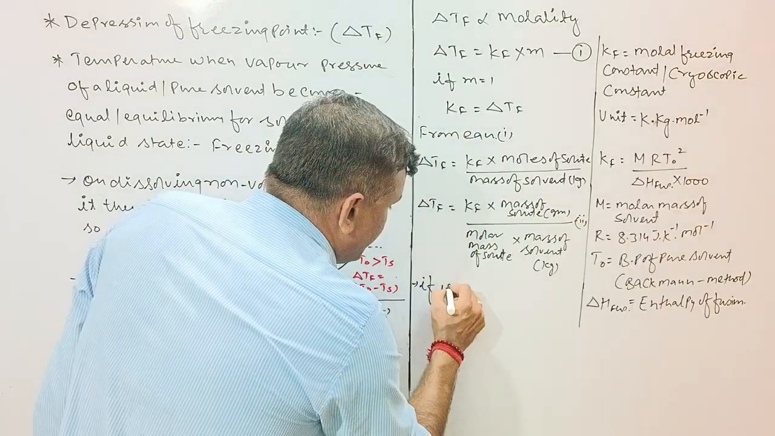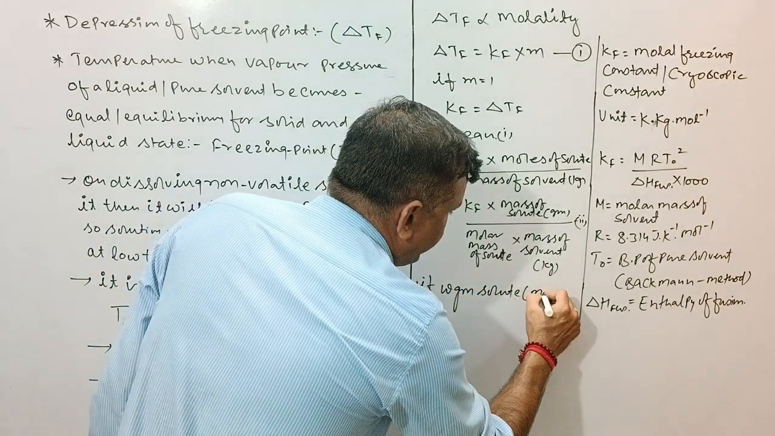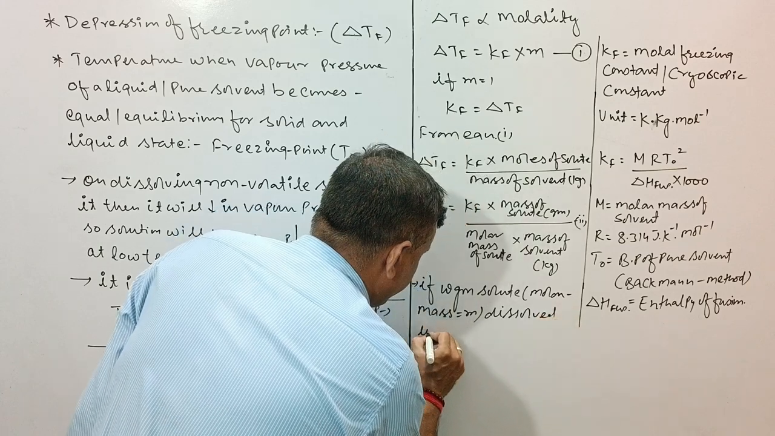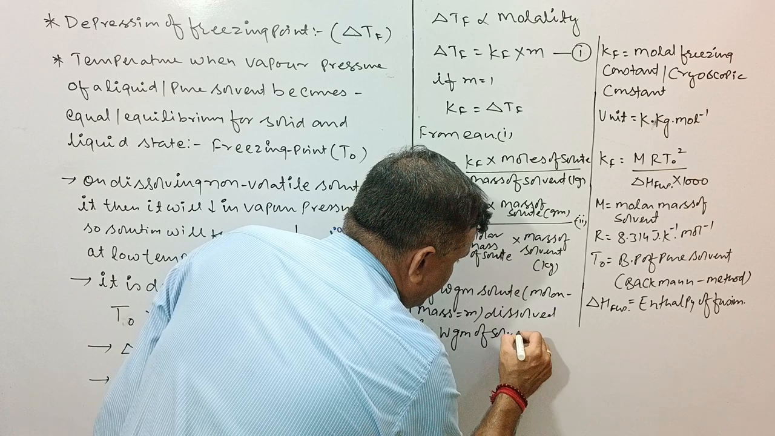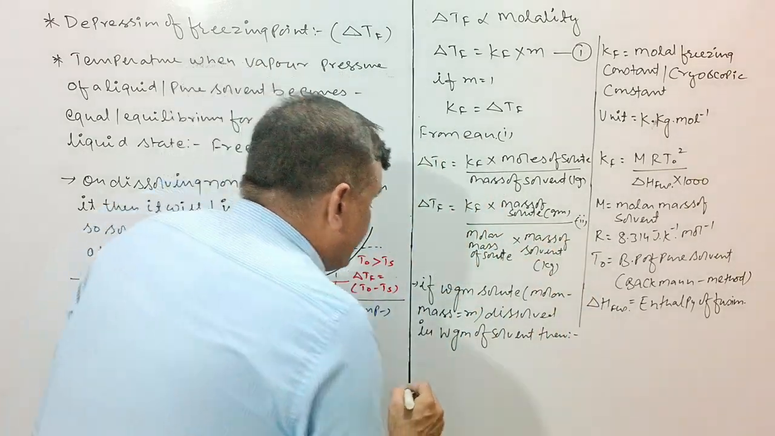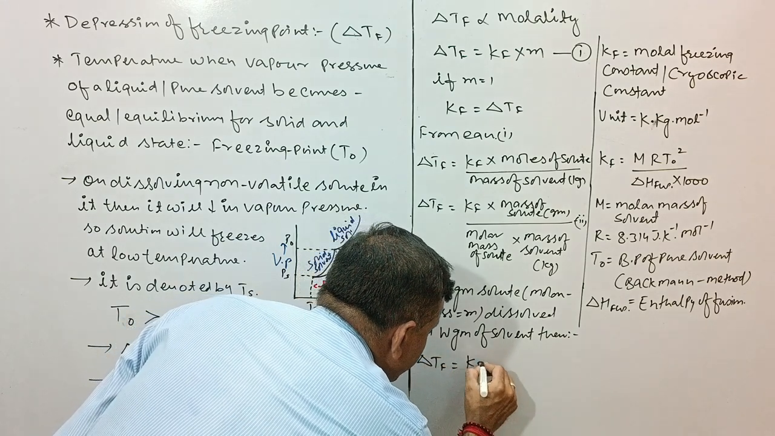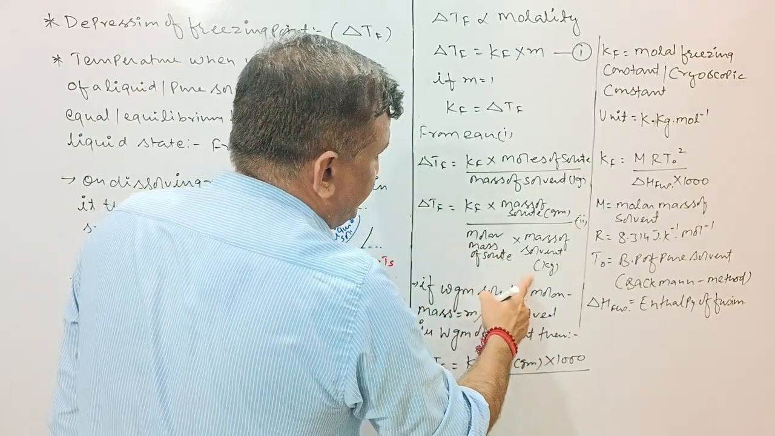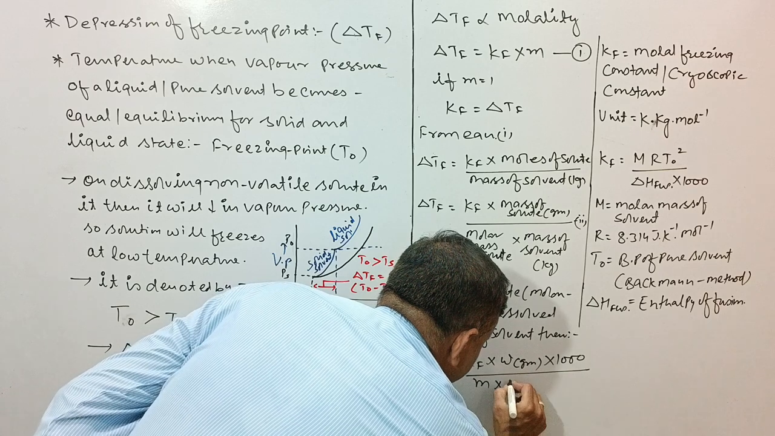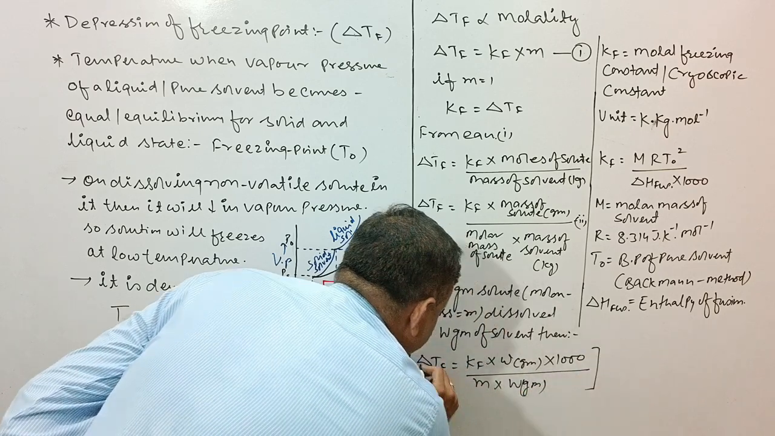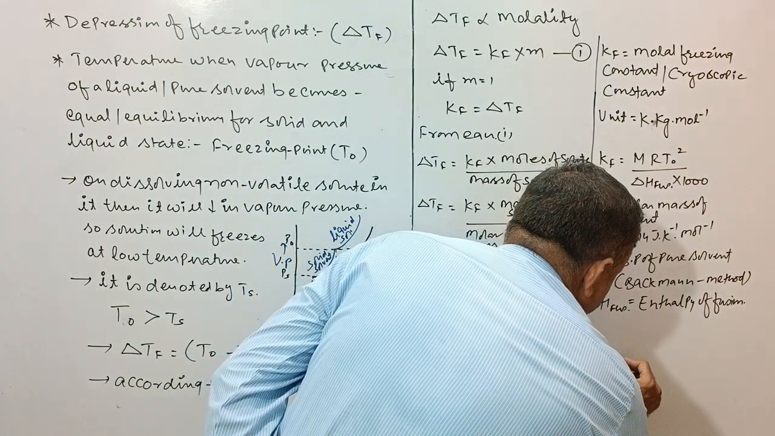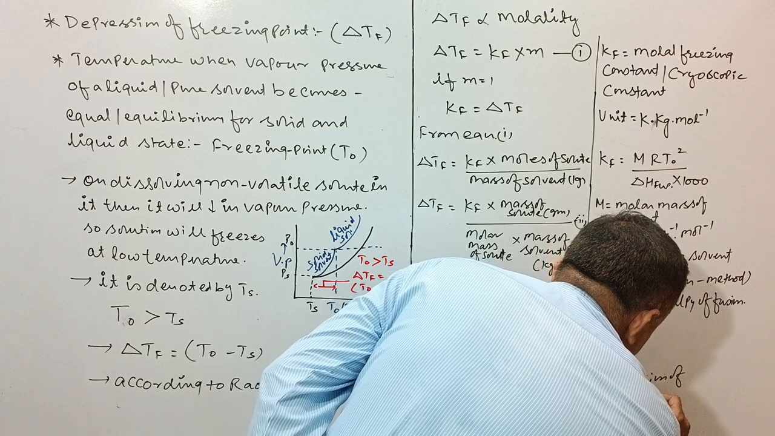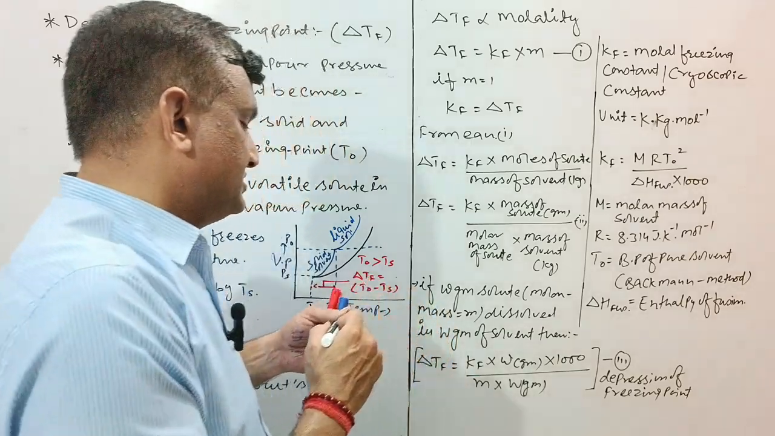If small w gram of solute having molar mass small m is dissolved in capital W gram of solvent, then equation second becomes del Tf is equal to Kf into small w in gram, into 1000, upon small m into capital W in gram. Because the mass of solvent is taken in gram, this is the depression of freezing point, equation number third. This was about the depression of freezing point.